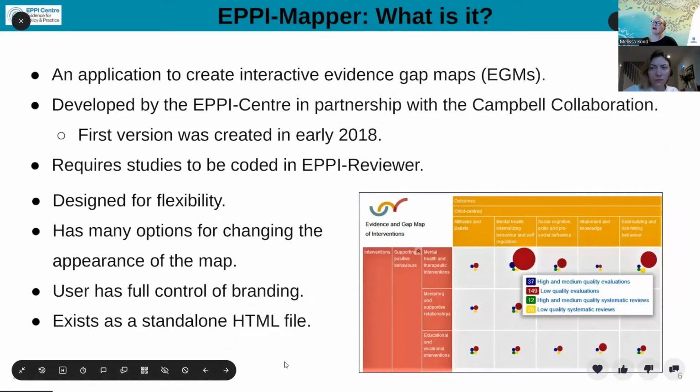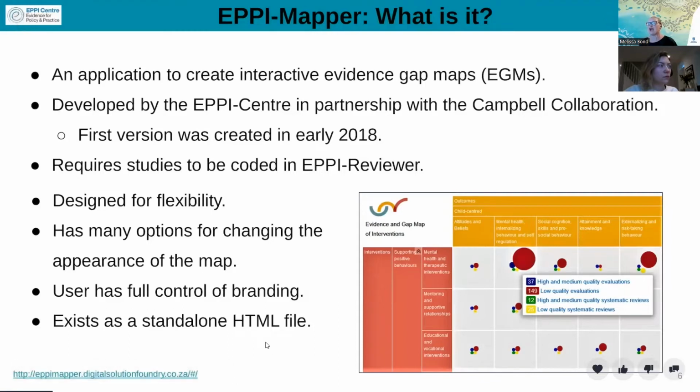So EPPI-Mapper is an application to create interactive evidence gap maps, and it was initially developed in partnership with the Campbell Collaboration. It was first created back in 2018 and has since undergone a whole range of upgrades to enable increasingly advanced features. Initially, it required studies to be coded using EPPI-Reviewer, but in the latest update to the software, there is now a way that you're able to use EndNote to create the JSON file to then import into EPPI-Mapper, and I'll be explaining how to do that a little bit later on.